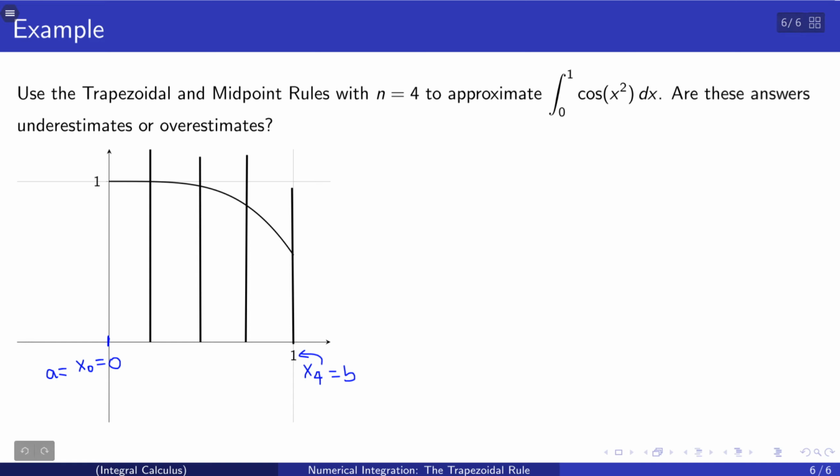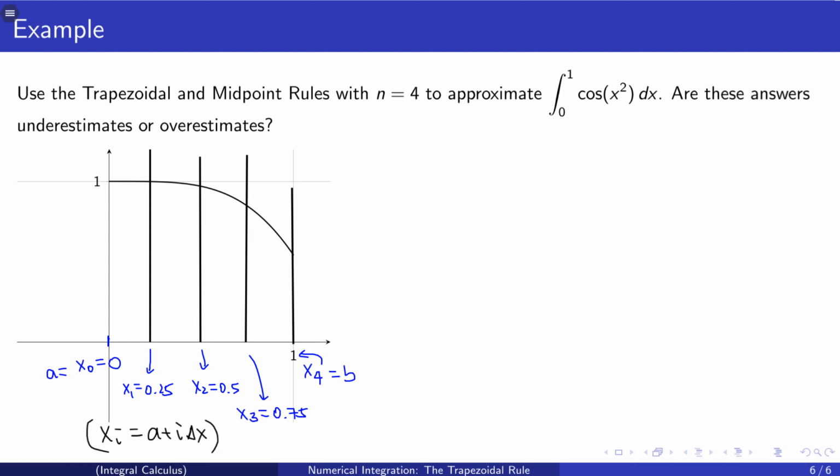And how about the others? So this is x sub 1, 0.25. This is x sub 2, 0.5. X sub 3 is 0.75. And remember, you can always compute this by just using x_i equals a plus i delta x. Right? And so delta x here is equal to 1 over 4.